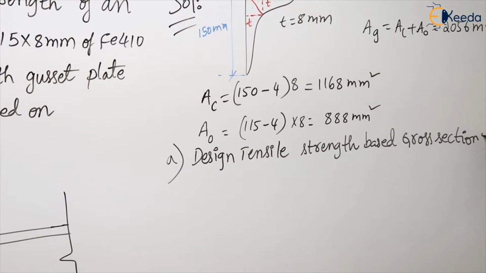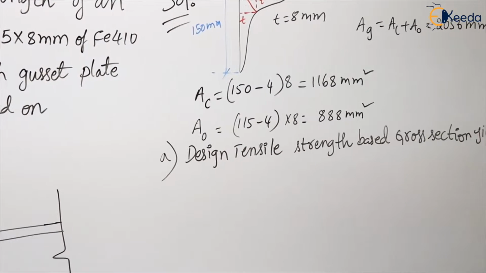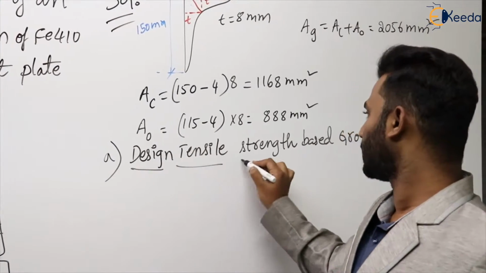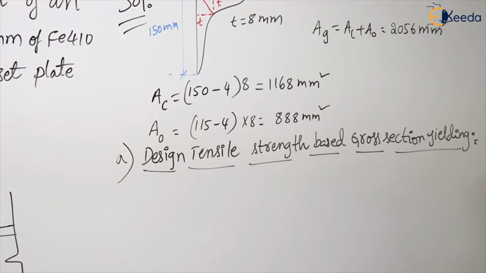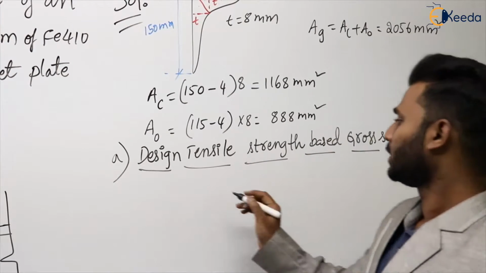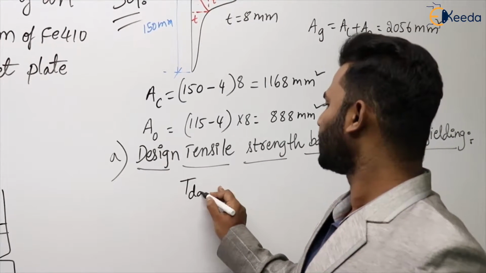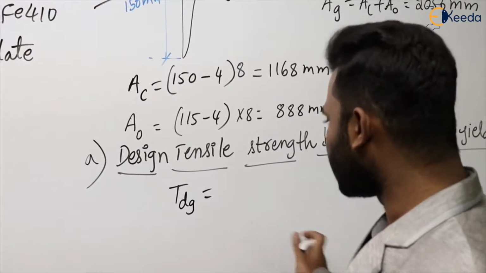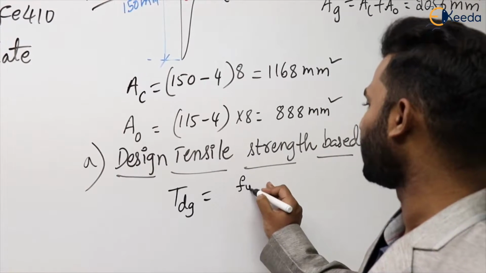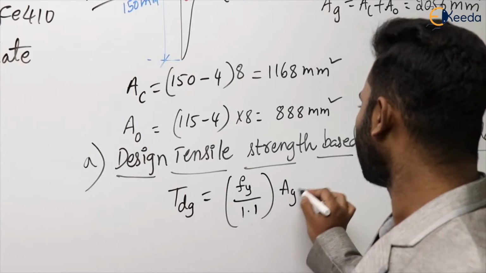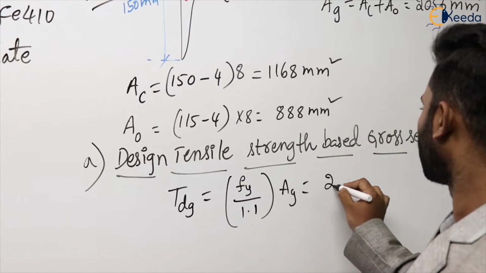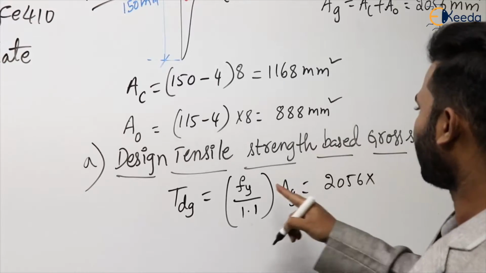Okay, cross section yielding. Design tensile strength based on cross section yielding. So what is the formula for it? So we know that design tensile strength TDG for cross section yielding is nothing but, so it is yielding, so we have to use Fy, yield stress, and factor of safety is 1.1 into Ag. Simple. So Ag is 2056 into Fy, it is given.